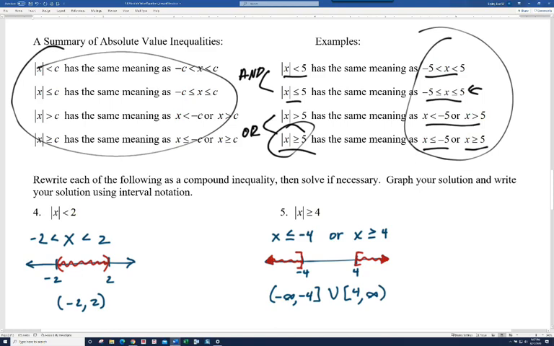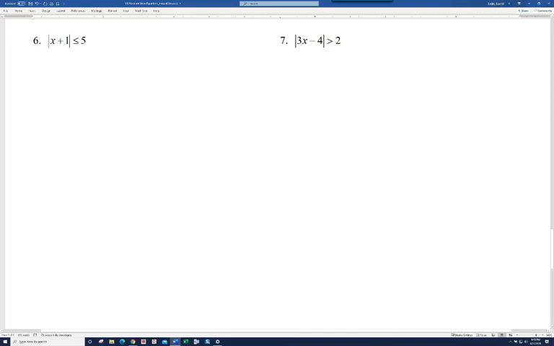All right, let's move on to our last slide here. So basically, we have two cases. We have the AND case, we have the OR case. And our first step is simply translating, basically getting rid of the absolute value and writing a compound inequality. So this is the AND case or between case, where you're going to have everything in between two numbers. So x plus 1, what you have inside the absolute value, is going to be between the negative and the positive of 5.